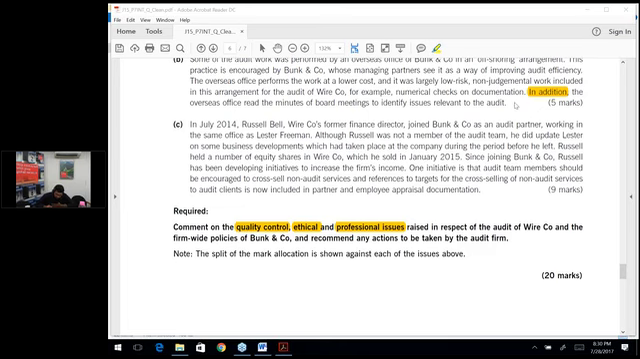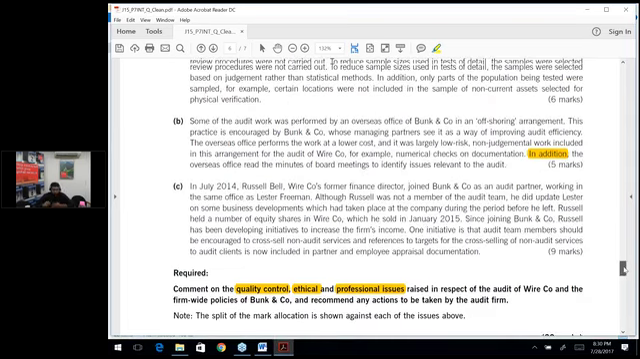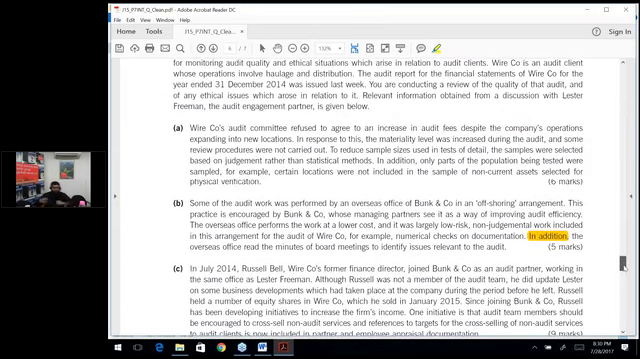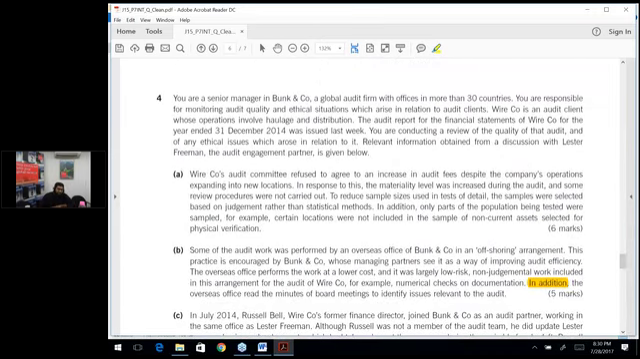Okay, Rarvin, you see the marks are usually not split in the marking scheme between quality, ethical and professional issues. They don't split it this way. It's just that the issues which are identified in the scenario, you just write down, you identify the issues and you'll get marks for them.